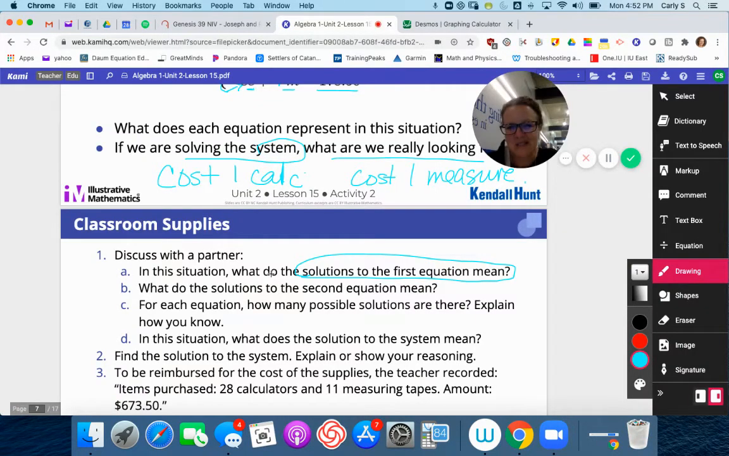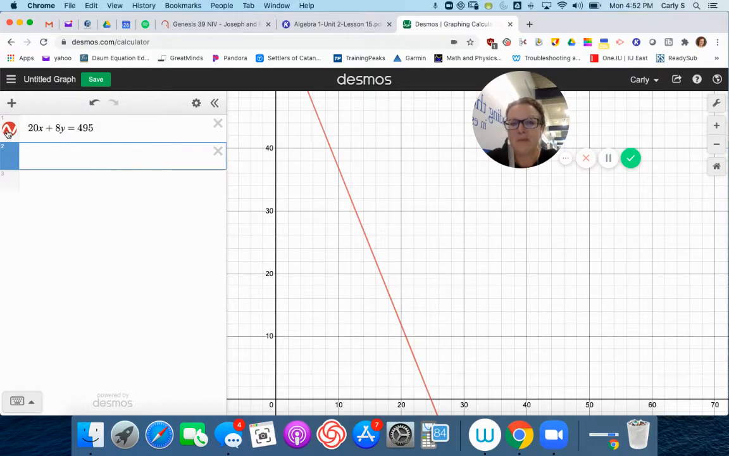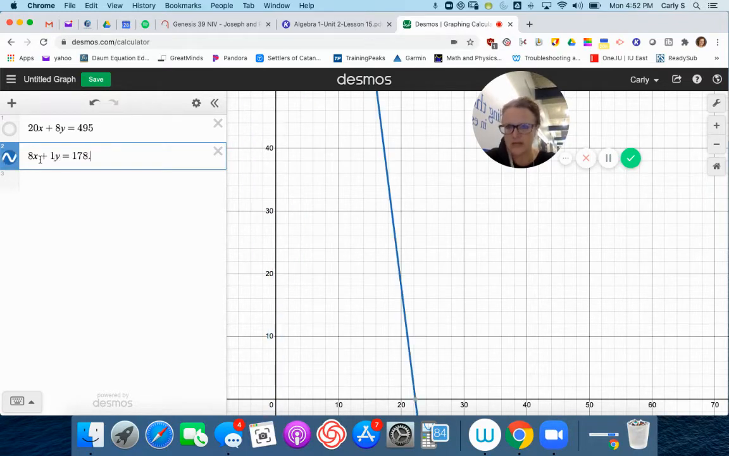What do solutions to the second equation mean? Let's look. I'm going to hide the first equation. The second equation was 8x plus 1y. You do not have to type in the 1. 178.50. What's this equation? Any ordered pair on this line makes just this second equation true. Any ordered pair on it. $20.22 for a calculator, $16.74 for a measuring tape.